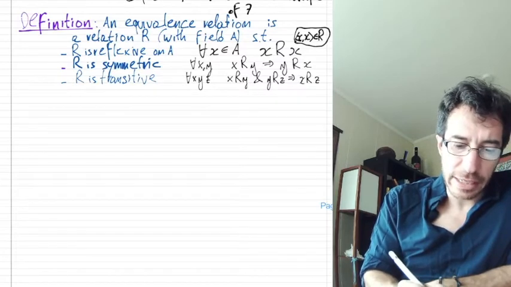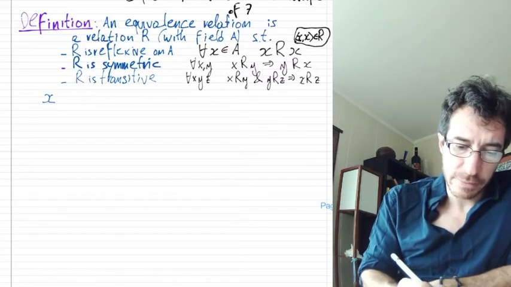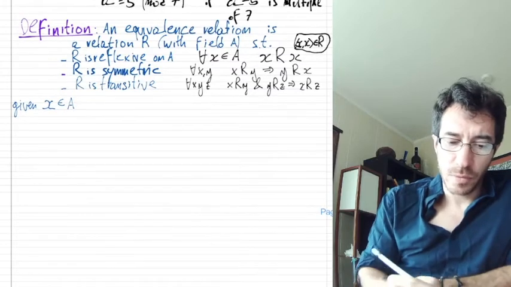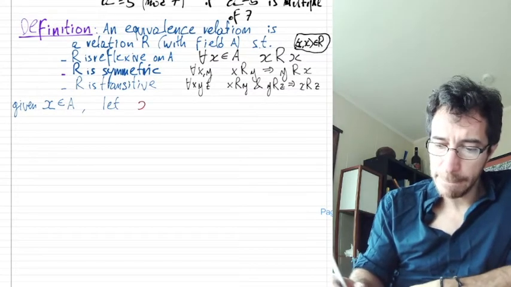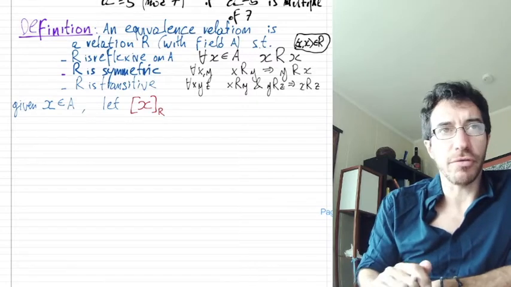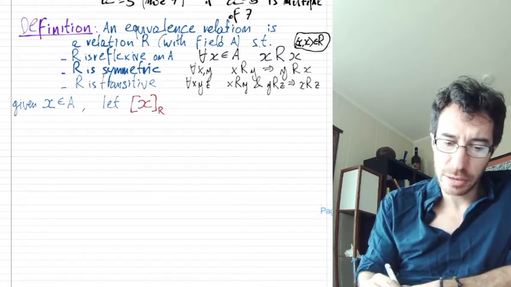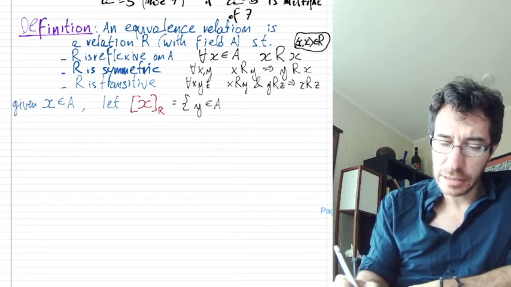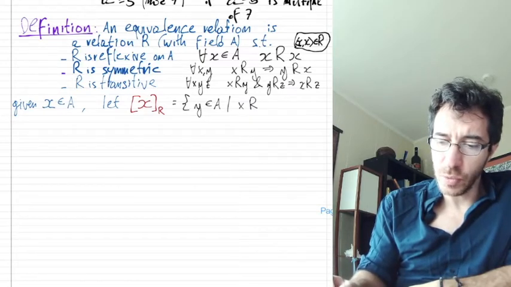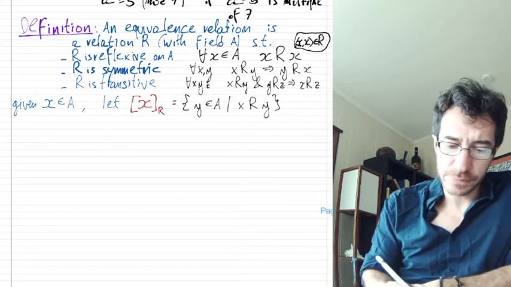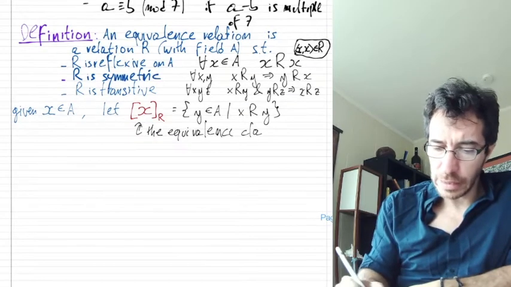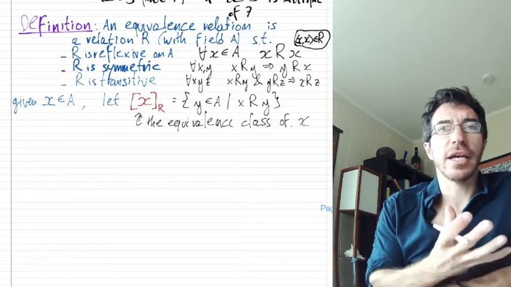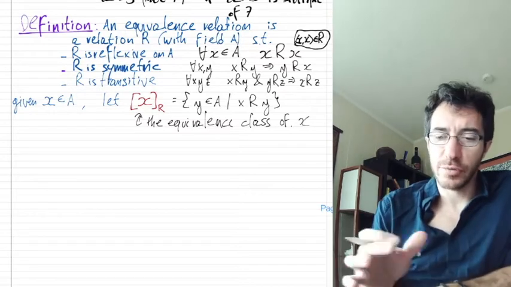So let's say given an element x that belongs to the domain of the relation, we define the equivalence class of x modulo r to be the set of all the y's in A such that x is related to y. Right, so this is called the equivalence class of x. So the equivalence class represents everybody that is equivalent to x and all its friends, all the ones that are like x.